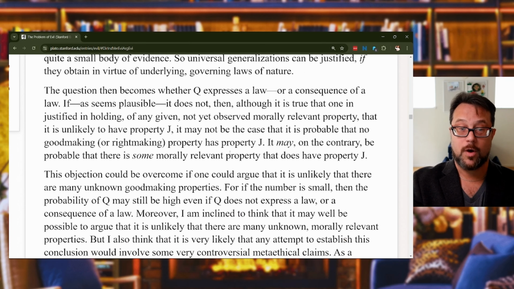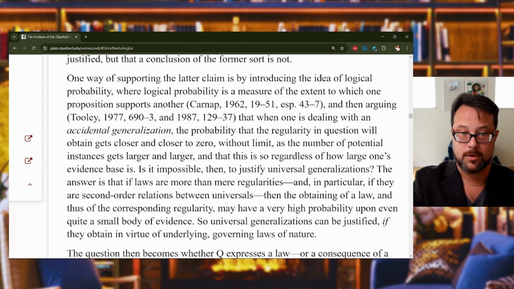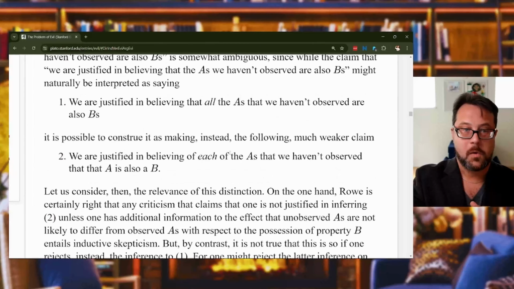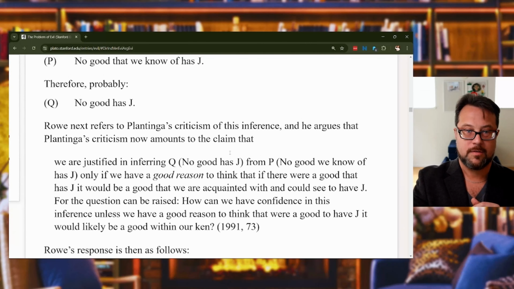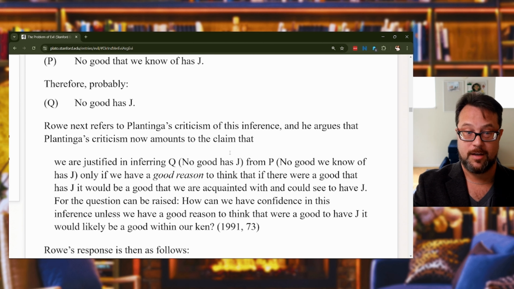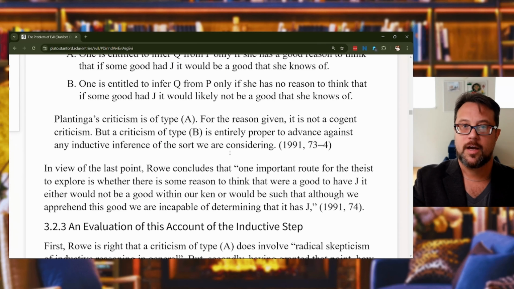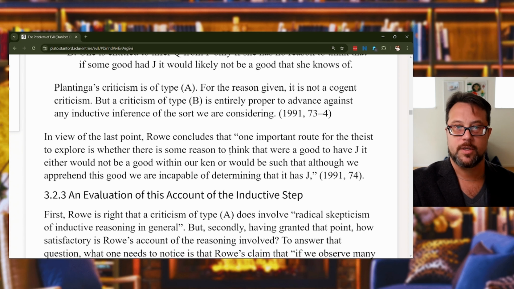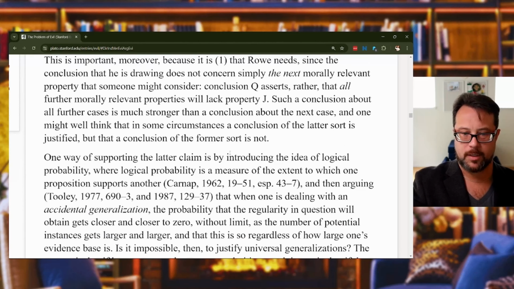Okay, and then the question becomes whether Q, remember Q, let's go back to Q here. Q says, no good we know of has J. No good we know of has J, therefore no good has J. Is there some sort of moral law that would underlie the claim that no good has J, where God would be justified in permitting these evils? Okay, well, let's see.